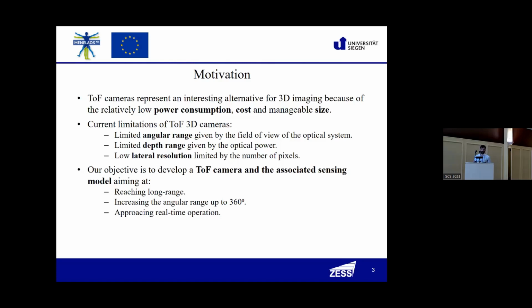So what is the objective? Basically, we want to surpass all these limitations. We want to go far. We want to increase our camera's field of view up to 360 degrees, and we want to approach real-time operation. They are very demanding objectives.